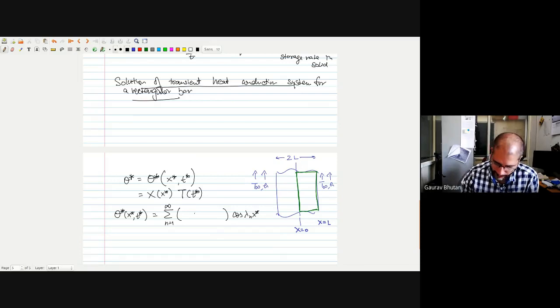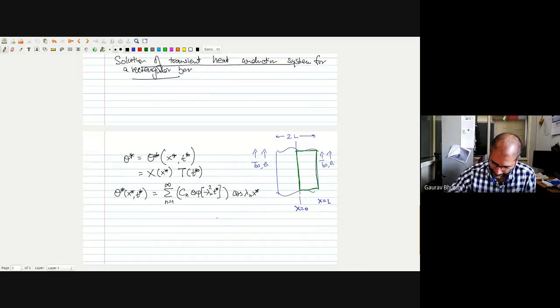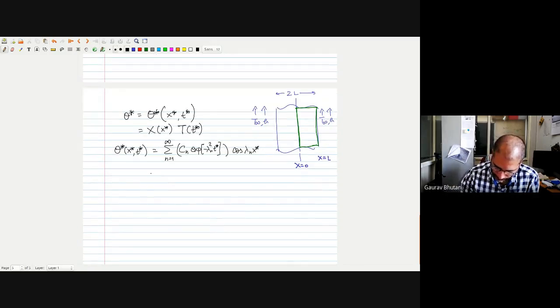So this coefficient we have has got Cn, which I'll write in the next line, and then you have an exponential term of minus lambda n square times t star. Okay. And let's write the Cn as well. So here Cn is given as 4 times sine lambda n divided by twice lambda n plus sine twice lambda n.